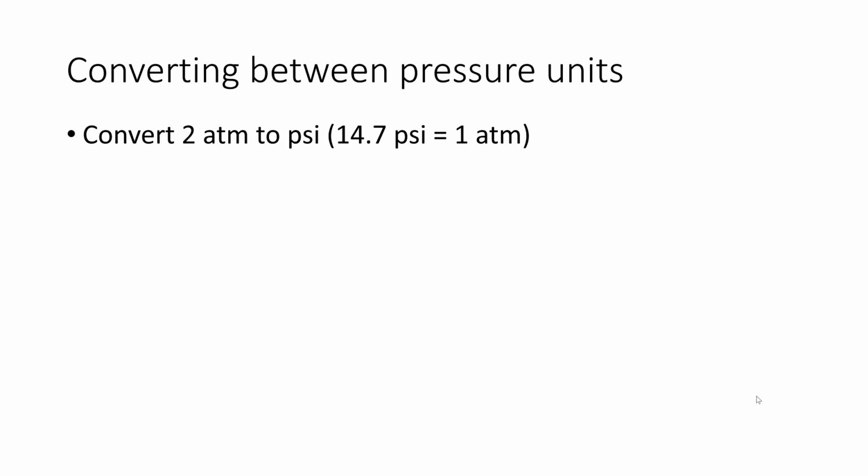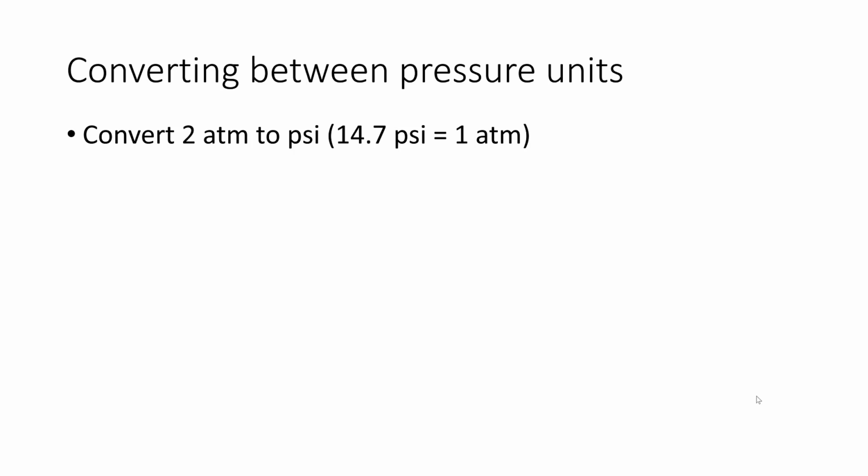So on your notes, we are going to first convert 2 atmospheres to PSI. And in order to convert between these 2 units, you need to have a conversion factor. And that conversion factor is what's listed there in the parentheses. We saw on the last slide that 1 atmosphere equals 14.7 PSI, but you could easily switch that around and say 14.7 PSI equals 1 atmosphere. Those are the same thing.